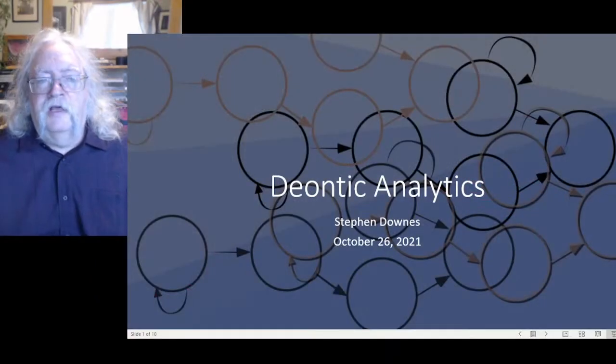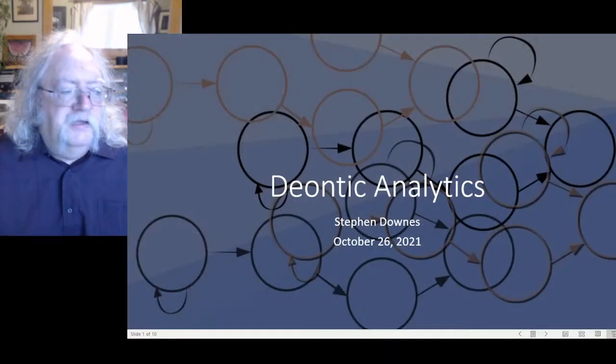So I'm Stephen Downs. This is the module subsection called Deontic Analytics, and that's a bit of a mouthful. It's the last of the types of analytics applications in learning and development, and it's probably the most contentious set of applications that we're looking at when we're looking at AI in education.